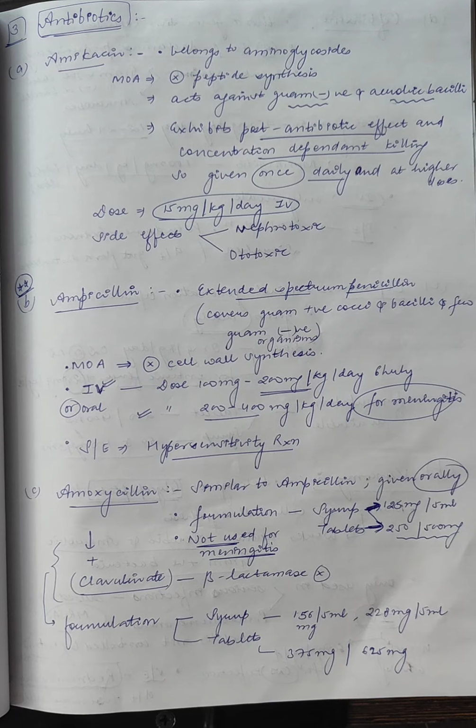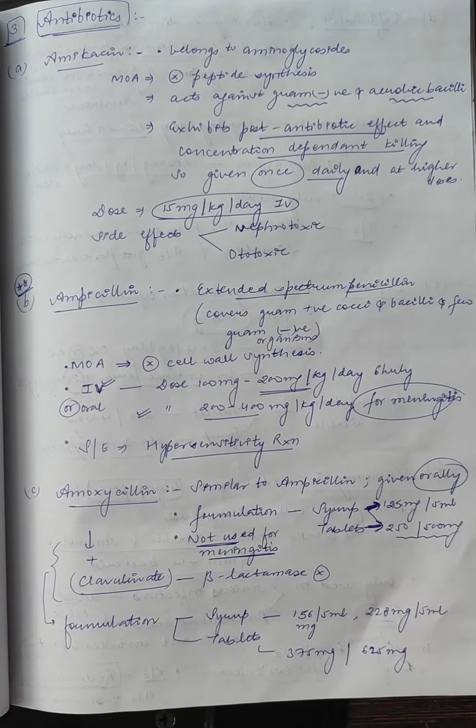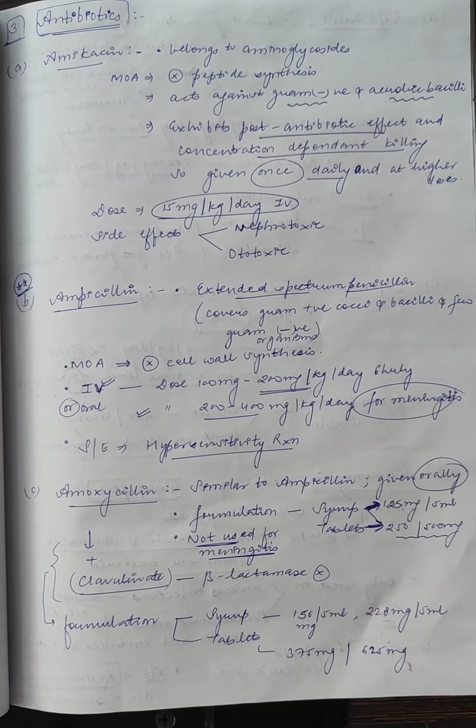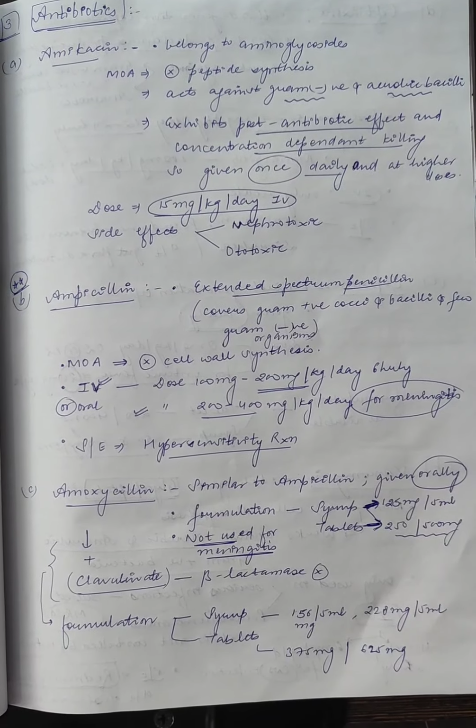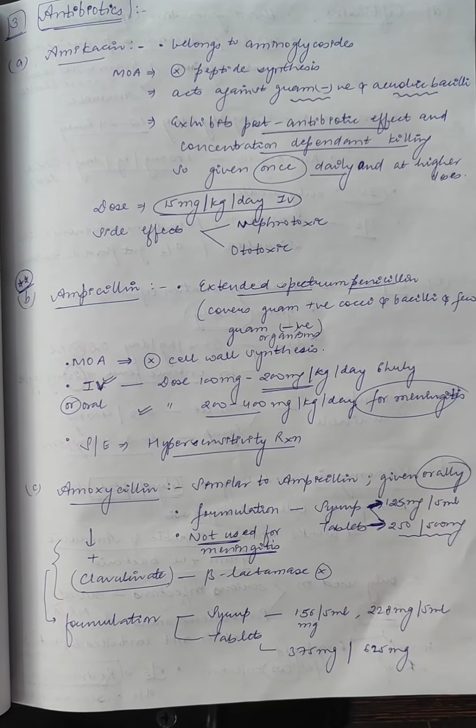Hello everyone. Today we will discuss the common antibiotics which are used in the pediatric population. First we will discuss amikacin. It belongs to the aminoglycosides group. Mechanism of action: it inhibits protein synthesis and acts against gram-negative aerobic bacilli.